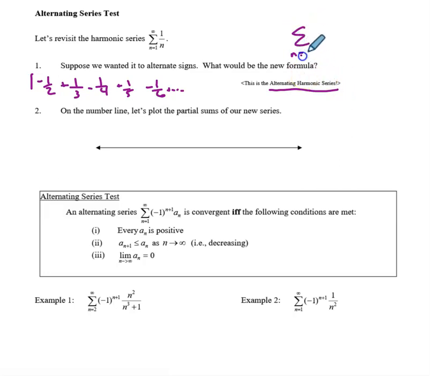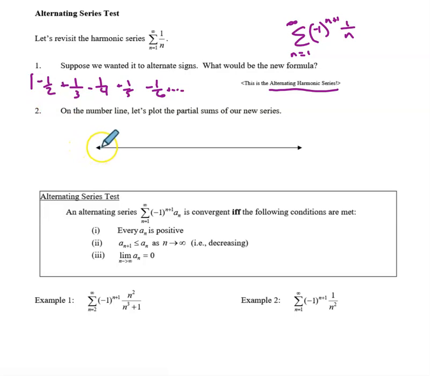And in summation notation, we would say that it is the summation from 1 to infinity of -1 raised to the n plus 1 times 1 over n. So we've added in this alternator. Notice that if I plug in 1 into my alternator, I get -1 squared, which makes my first term positive.